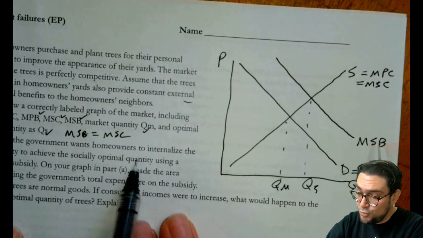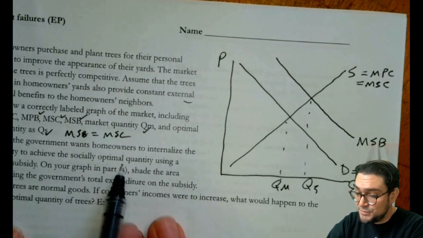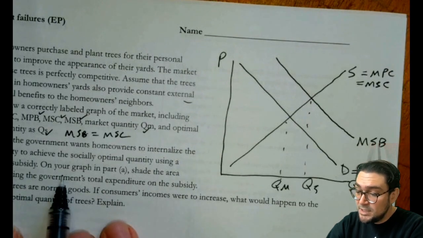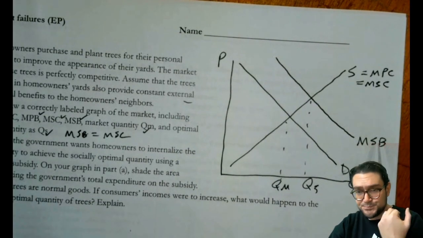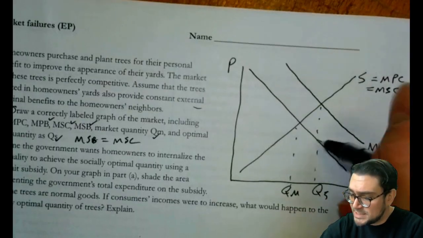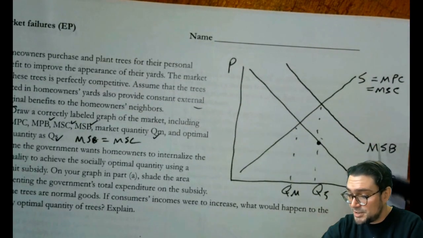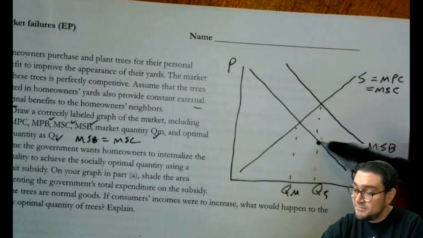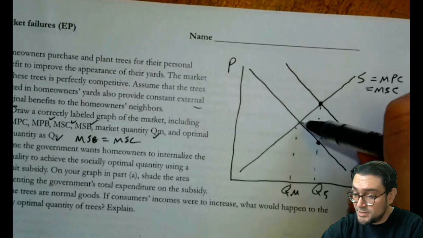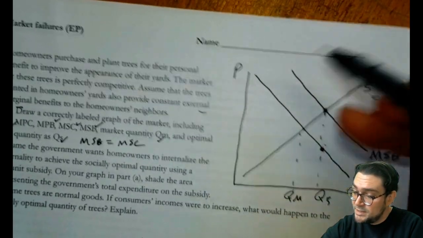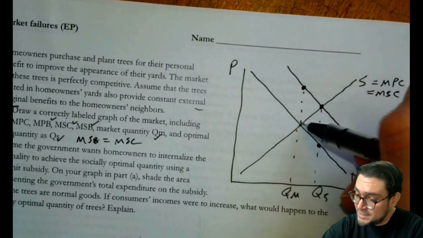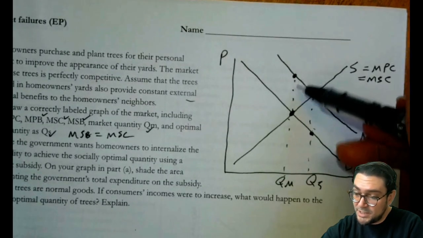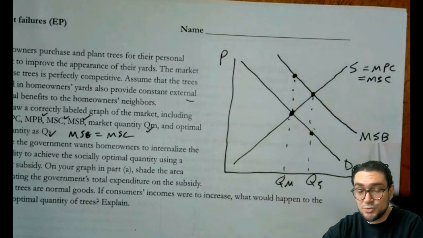Assume the government wants homeowners to internalize the externalities to achieve the socially optimal quantity using a per unit subsidy. On the graph, shade the area representing the government's total expenditure on the subsidy. So the amount that they would have to subsidize them by is going from here up to here, or you could also say it's this vertical distance. Another way to think about this is that it's going from the market quantity up to the social benefit curve.